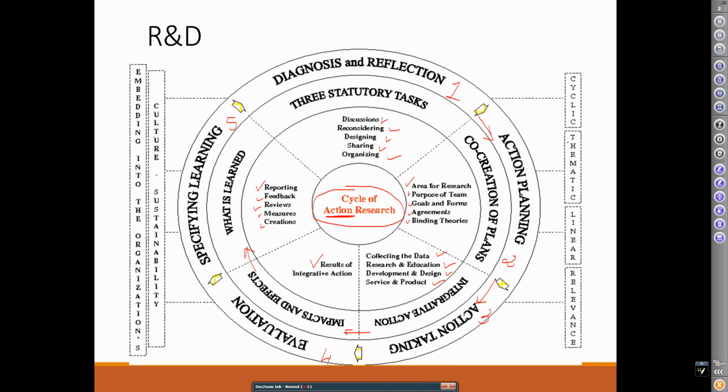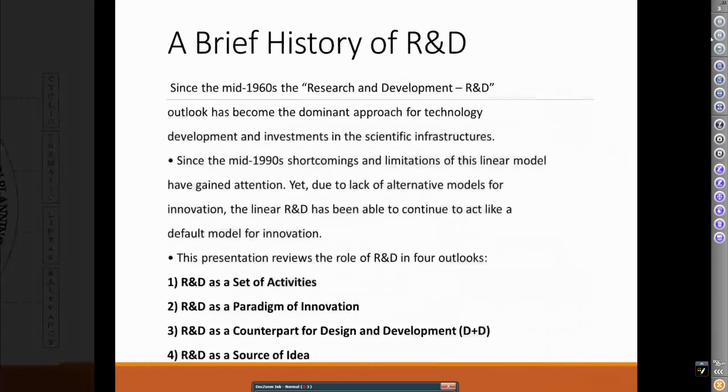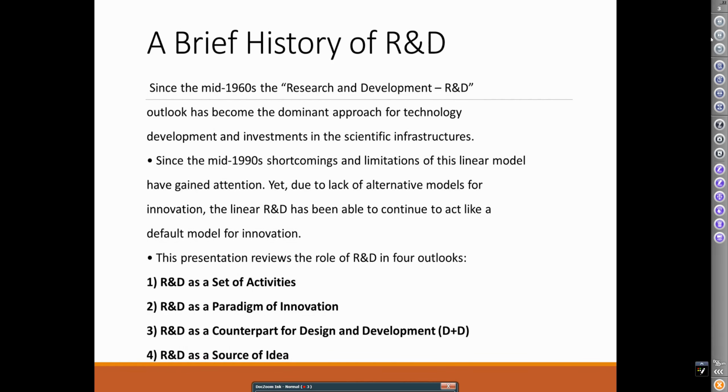And of course on the right, we have some things which may help us to manage this process. So linear model of innovation, for example, thematic models of the planning, cycling model of the reflection, and relevance attitude of the results. Okay, so now let's move briefly to the history of R&D.